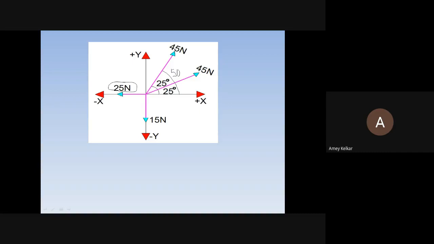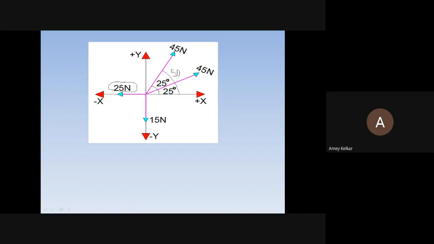Muskan, can you tell me where is that 15 force acting? Sir, along the y-axis. Y-axis, correct. Moving towards positive or negative side? Negative side, correct. Very good. It is simple. So when you take the Fy equation, directly what will come? Minus 15 will come.